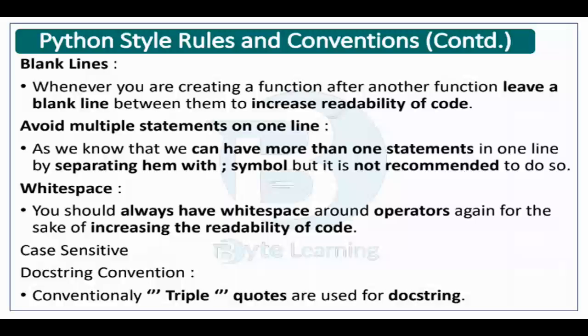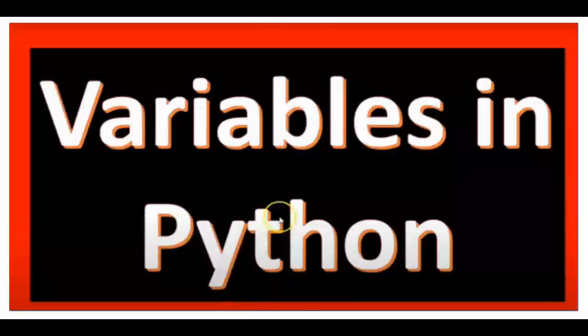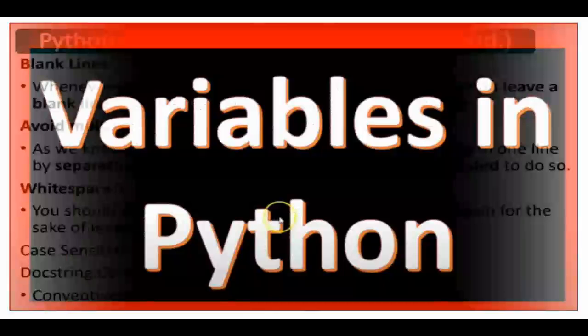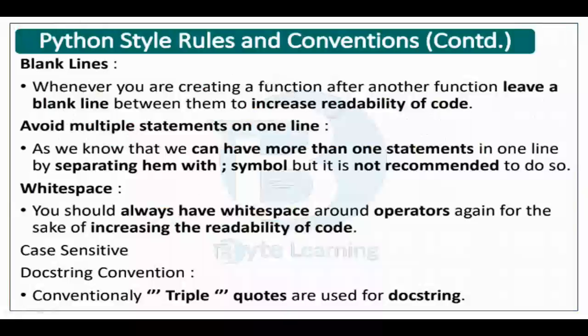Avoid multiple statements on one line. We write statements one by one in a Python program. Don't write multiple statements in a single line separated by semicolons. You can write them, but you have to use a semicolon in that case, and it is not recommended. Another thing is that Python is a case sensitive language, so you have to be very careful while writing Python code. And you can use triple quotes for comments in Python programming.